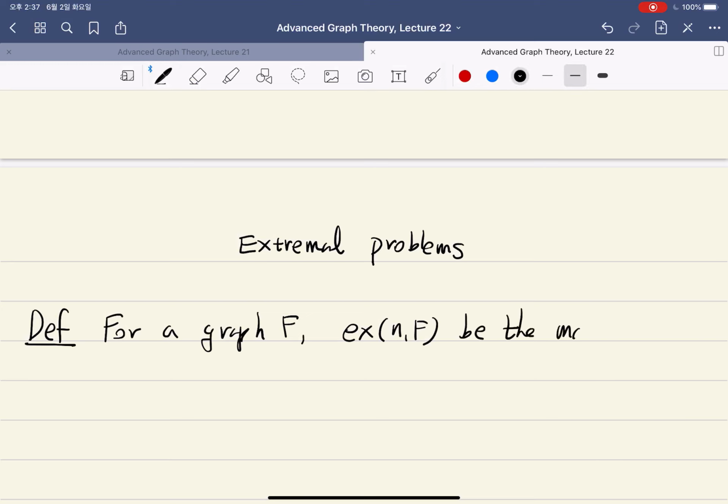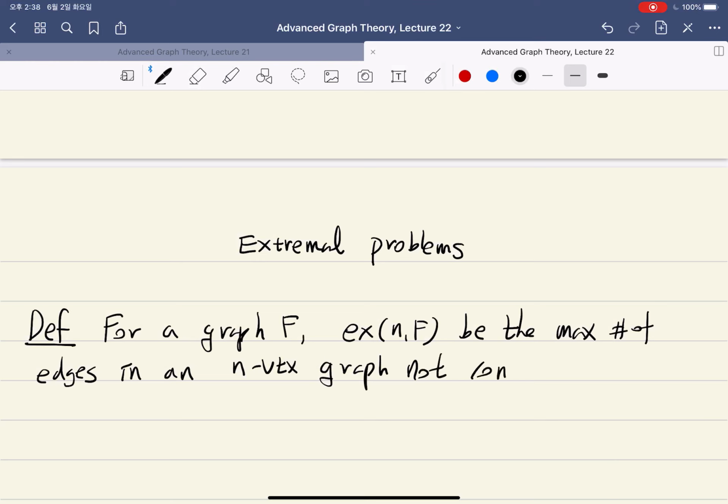which is the maximum number of edges in an n vertex graph not containing F as a subgraph.